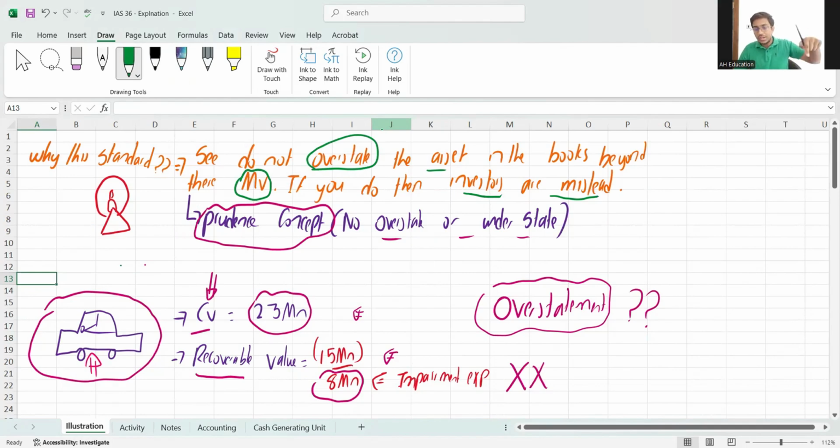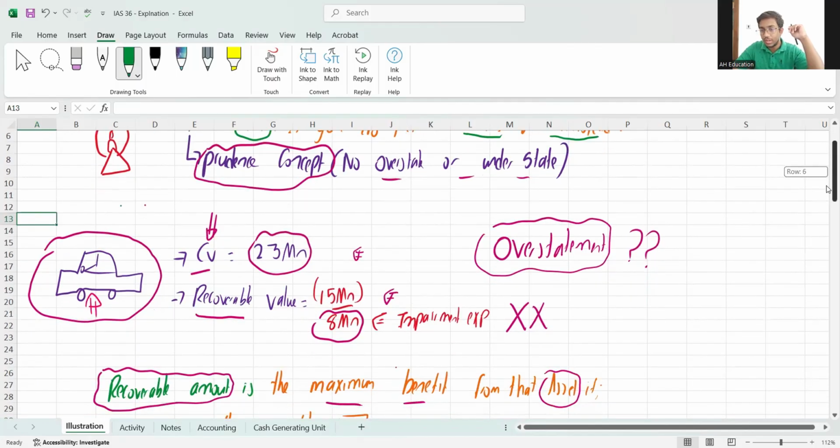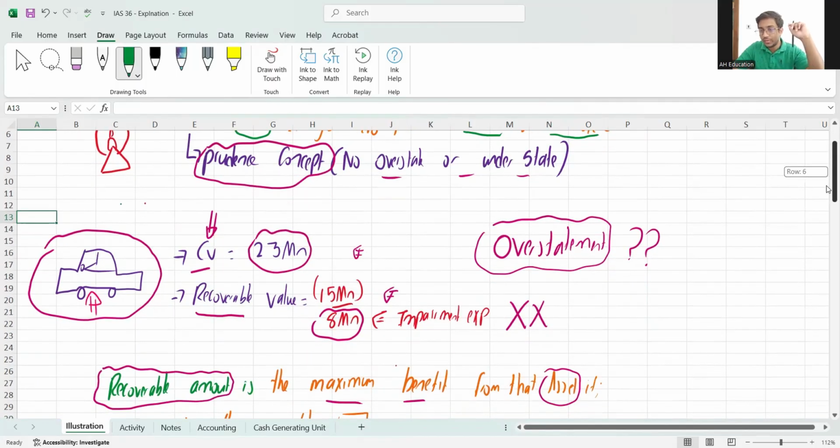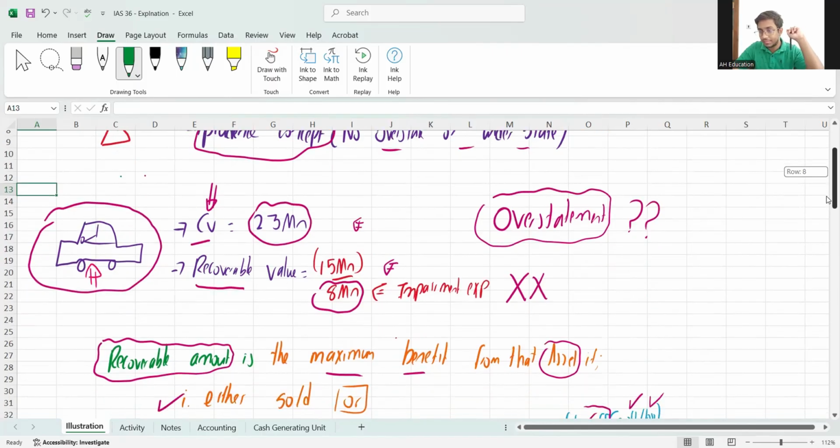In this particular instance, in this example that I brought in, the actual market value was 15 million. Why are you going and showing them at 23 million? Why is there an overestimate? Why are you overstating it? So you need to understand that. Remember that this is, of course, a prudence concept that you all need to be aware of. No deliberate overstatement or no deliberate understatement.